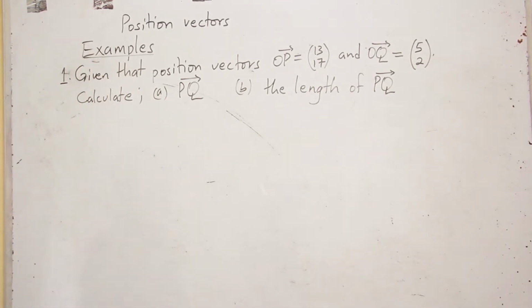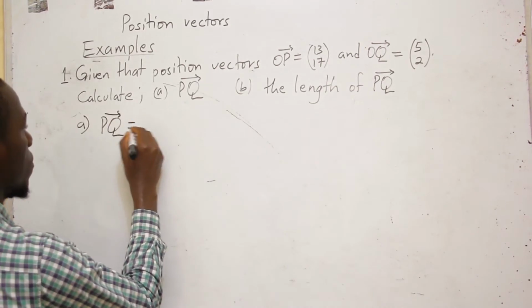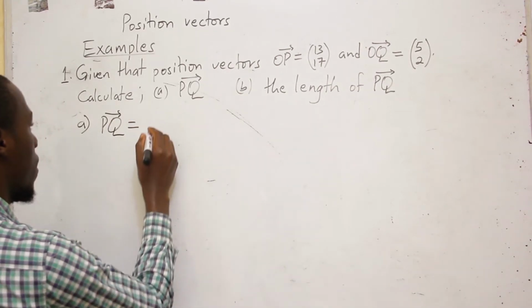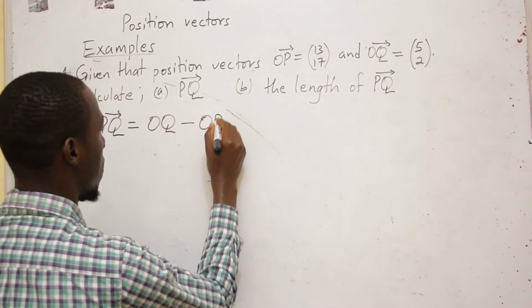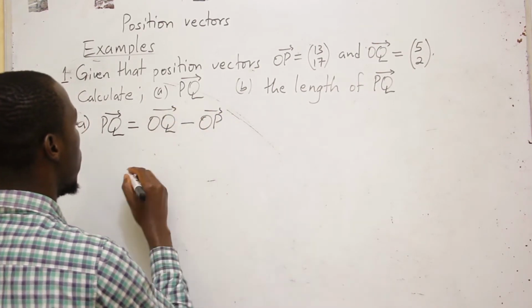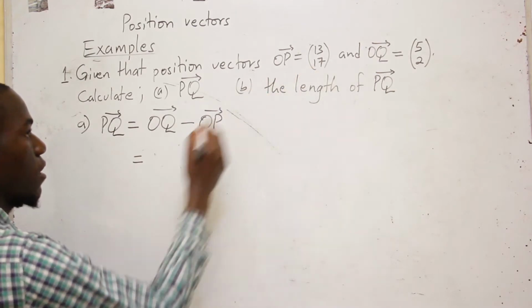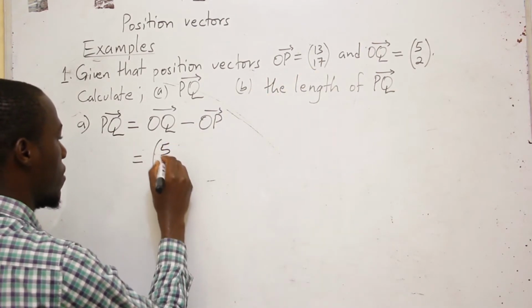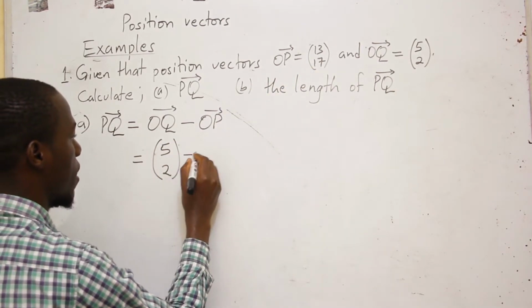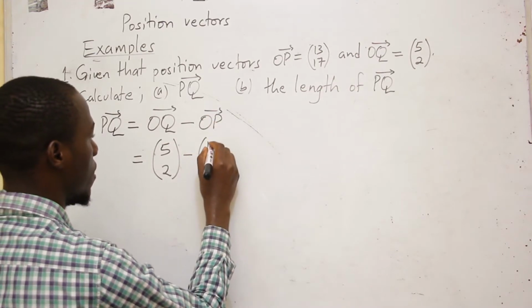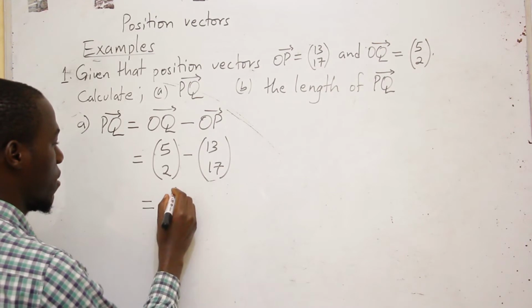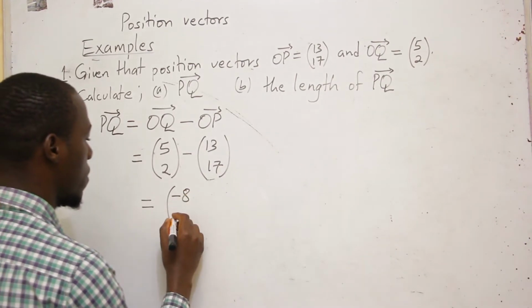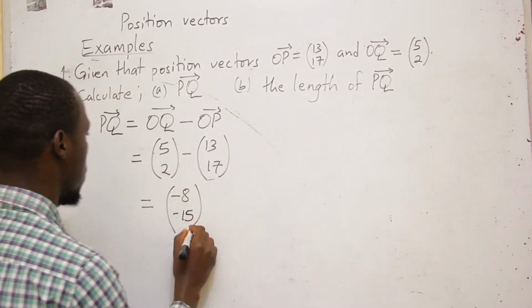Calculate part A, the PQ. This one is going to be equal to the OQ minus the OP. So substituting the position vectors there, this is 5, 2 minus the 13, 17. So when I subtract, I get negative 8, negative 15.